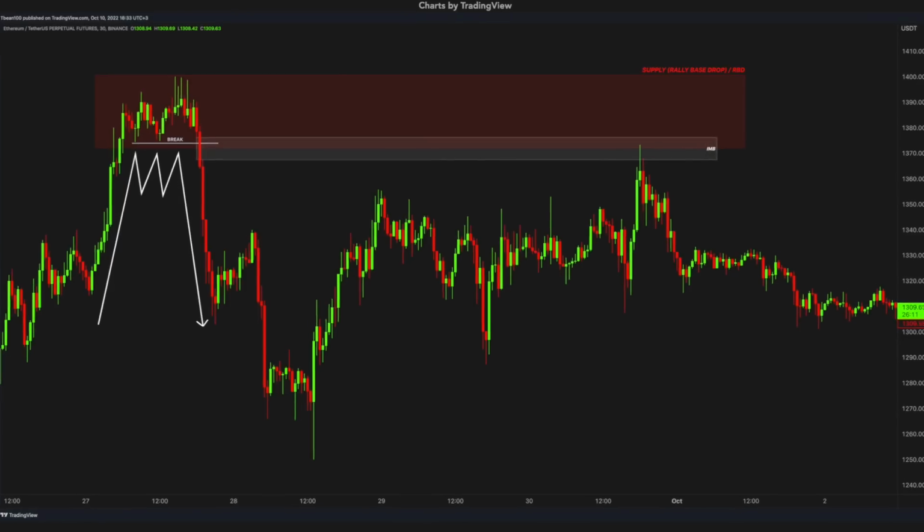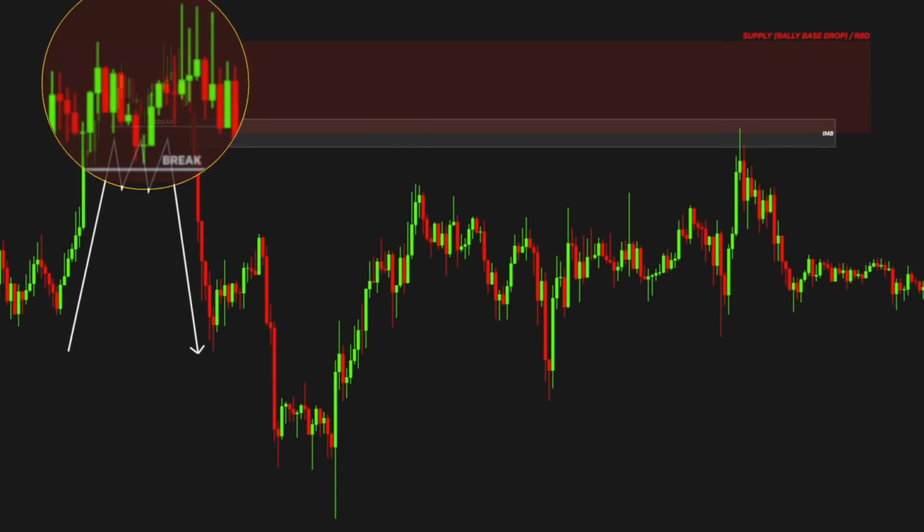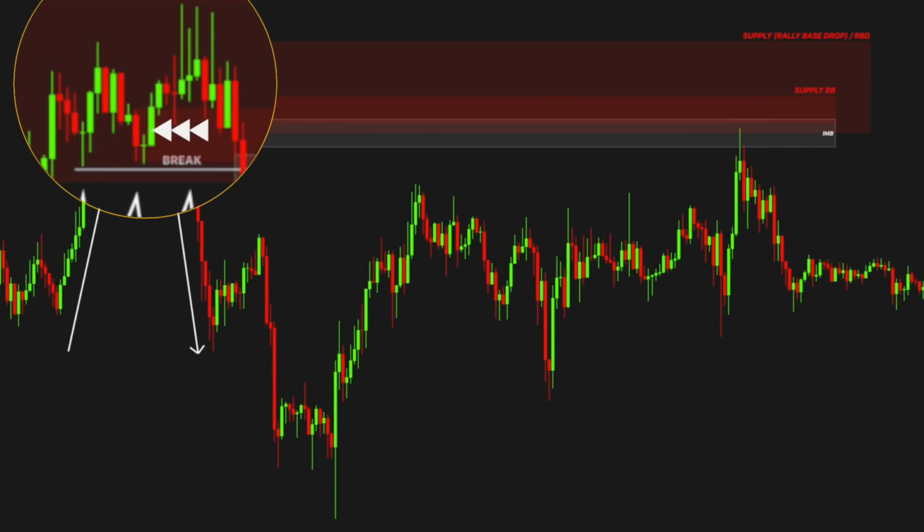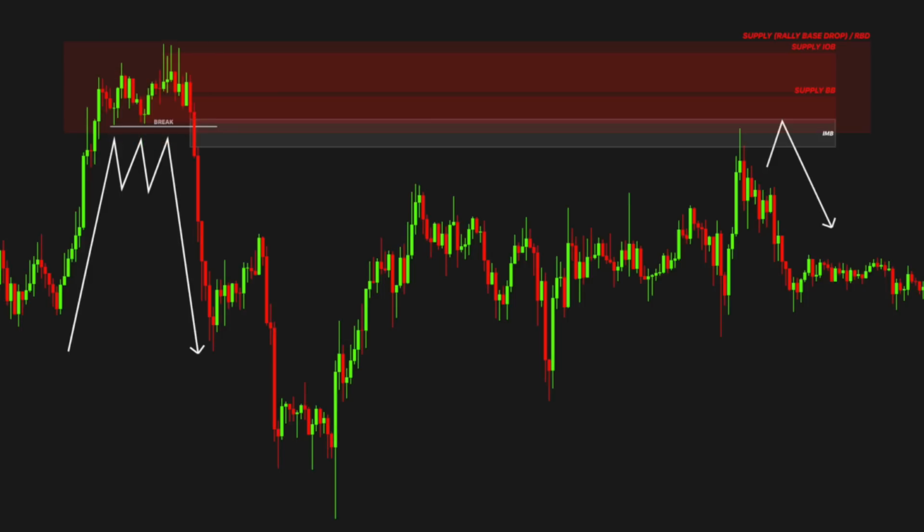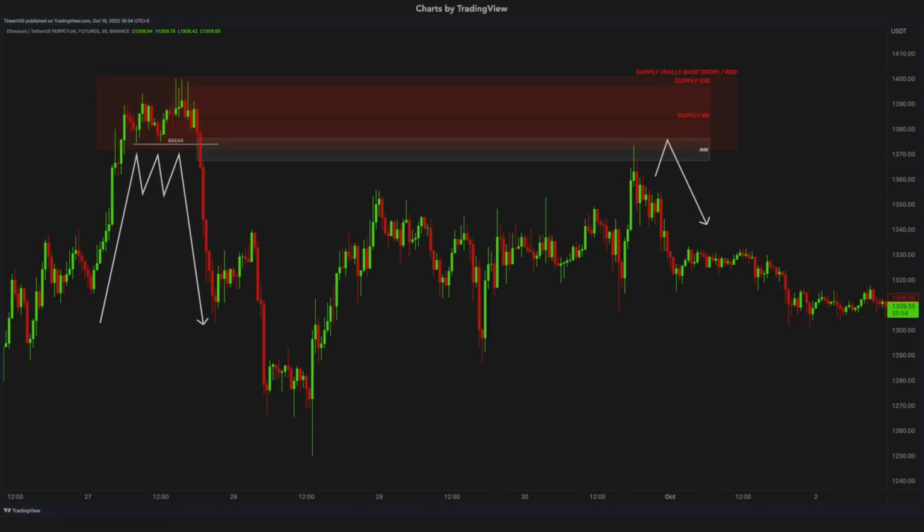Let's check the inside of the rally-based drop. First, the breaker block, our failed order block. Right after that, you can see the general order block area. This is why these structures are really important, creating natural reaction points for us.